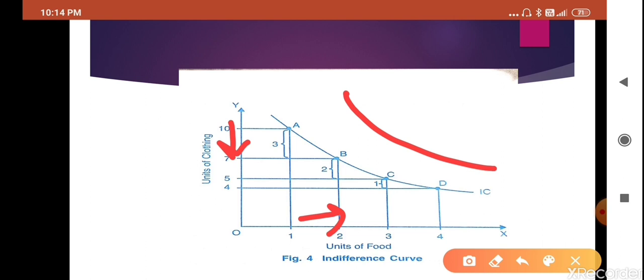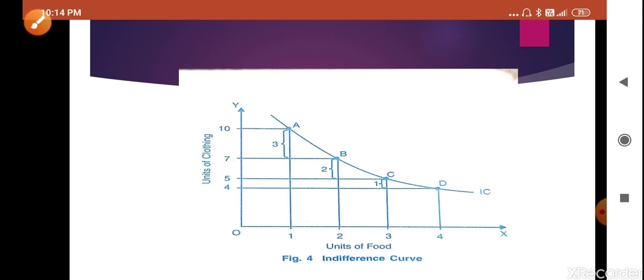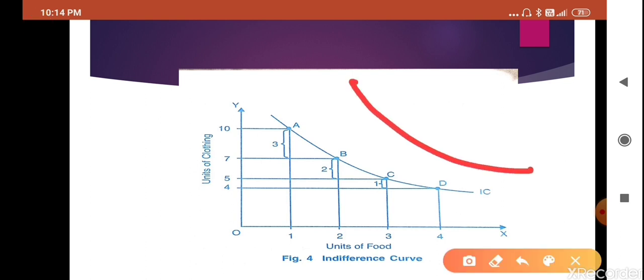The next property is that the indifference curve is convex to the origin. What is convex to the origin? A shape like this is known as convex to the origin. How is it possible? This is possible only because the indifference curve decreases as we move down the curve. While you are going down, it is going inward. And indifference curve analysis says that there is a diminishing marginal rate of substitution. So let me go with that table.